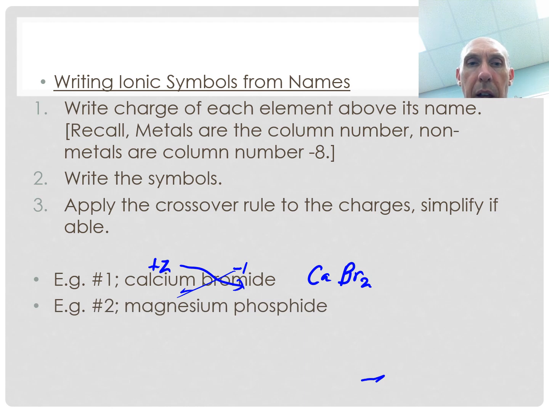Magnesium phosphide. Magnesium, like calcium, is in group 2, so it's +2. Phosphorus is in group 5. 5 minus 8 is -3. Magnesium is Mg. Phosphorus is P. Again, we cross over, so we get Mg3 and we get P2.